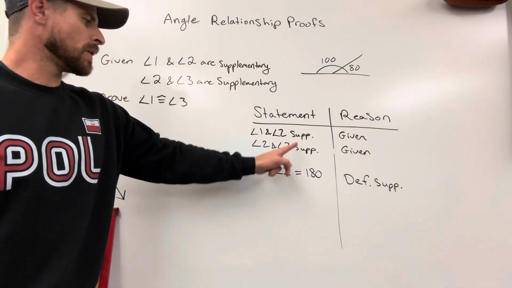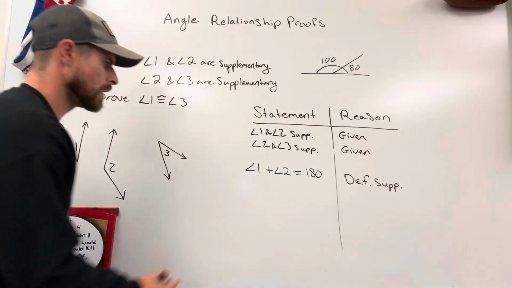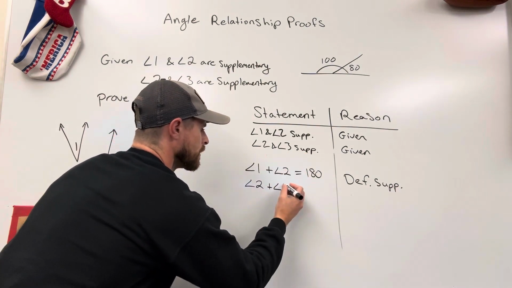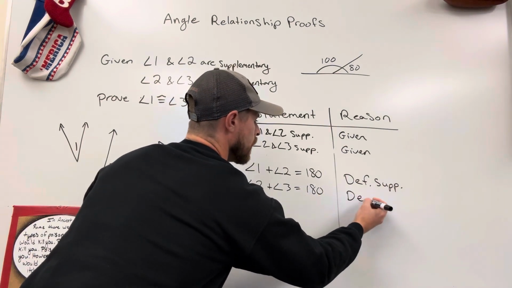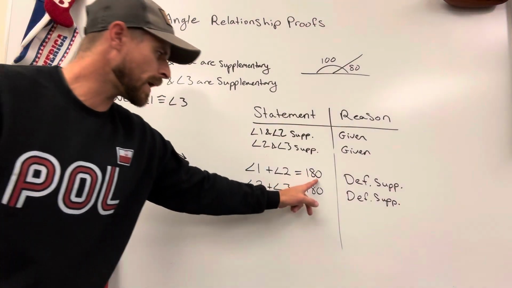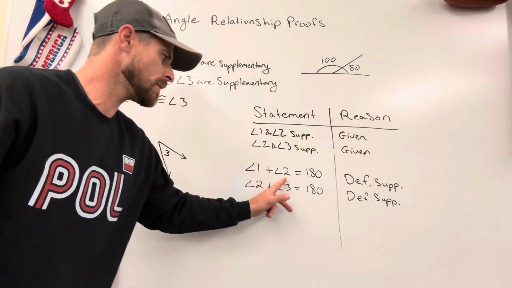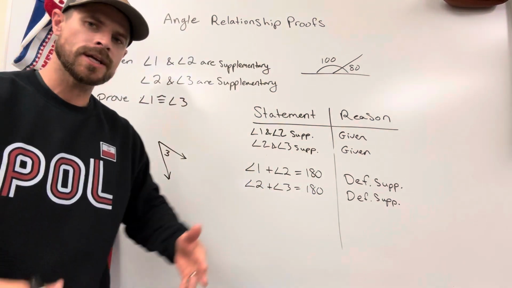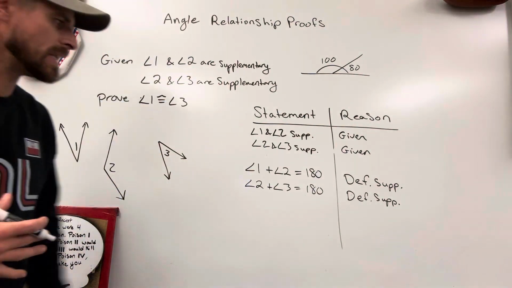1 and 2 are supplementary, so they add up to 180. 2 and 3 are supplementary, so what do those add up to? You guessed it, 180. We're going to say angle 2 plus angle 3 is also supplementary, so those add up to 180. Definition of supplementary is our reasoning for this. We were told back in the day supplementary angles are 180 total, so let's get the sum of them and write it equal to 180. We're just setting up equations showing what we already know. We already know supplementary angles are 180 degrees total.